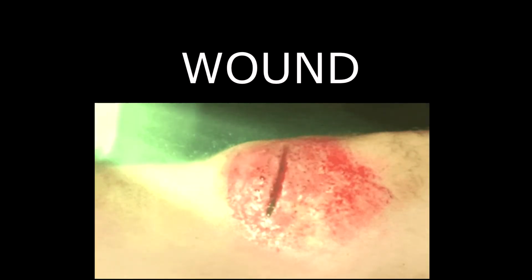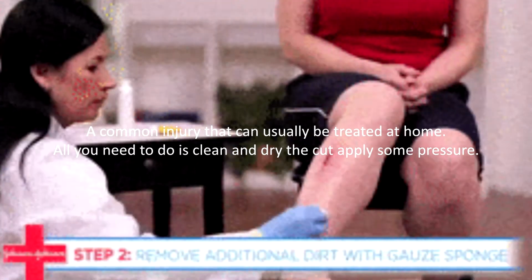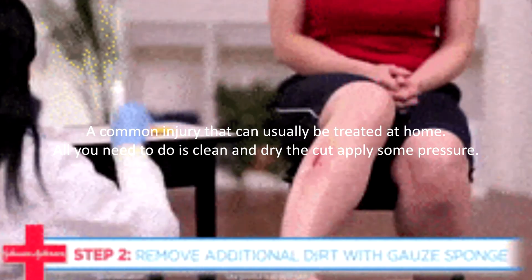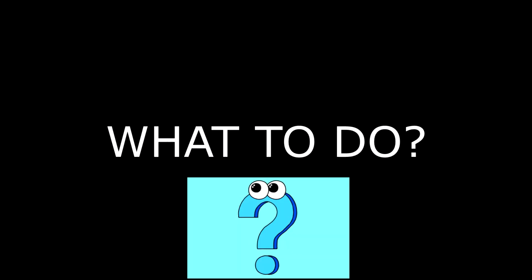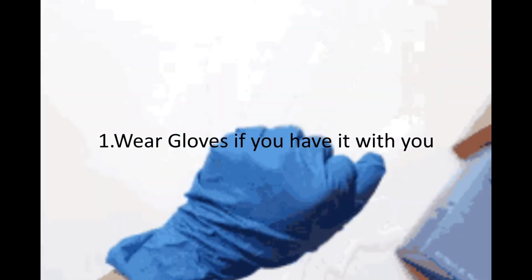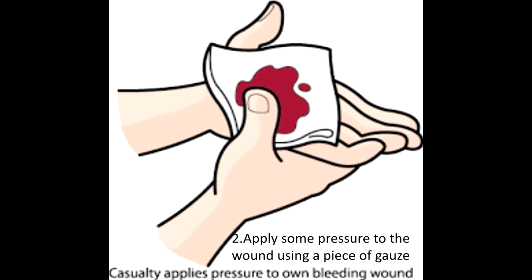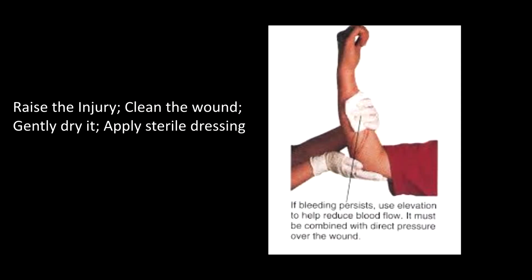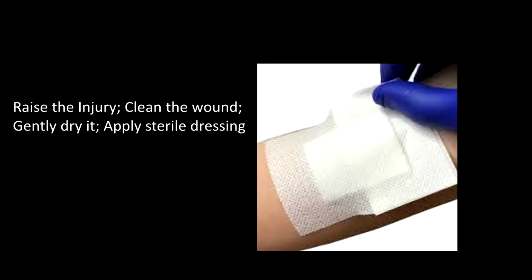Wound. These are common injuries that can usually be treated at home. All you need to do is clean and dry the cut and apply some pressure. What you need to do: wear gloves if you have them with you. Apply some pressure to the wound using a piece of gauze. Raise the injury, clean the wound, gently dry it, and apply a sterile dressing.